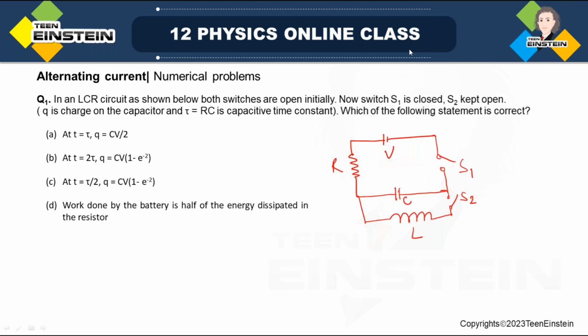All right, this is the circuit related to this question. Let us read the question. In an LCR circuit as shown below, both switches are open initially. Now switch S1 is closed, S2 kept open. Q is the charge in the capacitor, and T is RC, that is the tau.